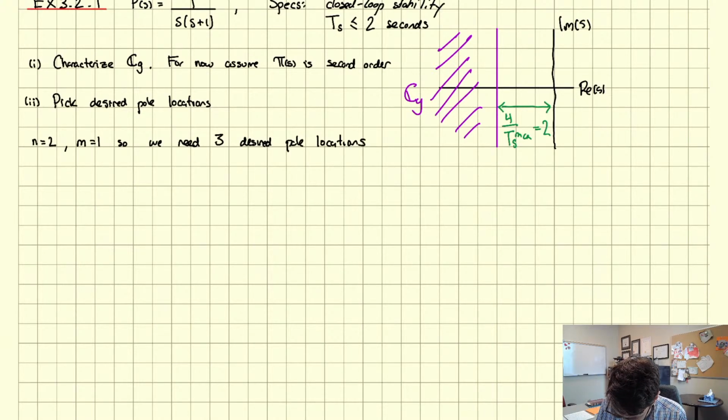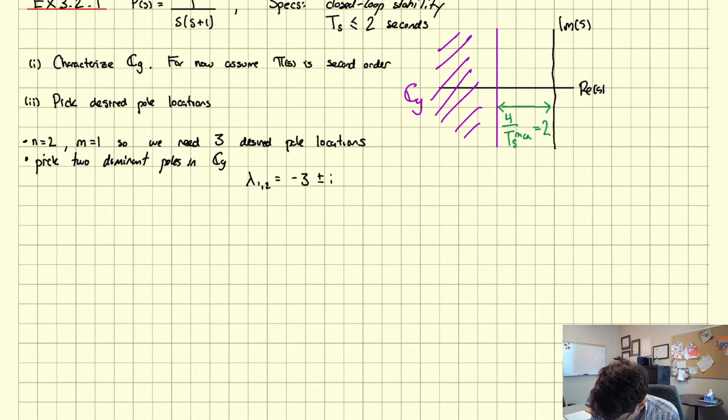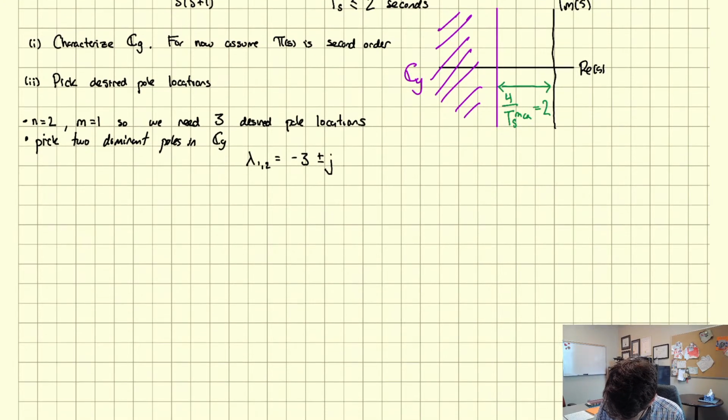Okay, so as I mentioned in that remark, I'm going to pick 2 dominant poles in the good region. In this case, I'll pick lambda 1 and 2 equal to -3 plus or minus j, and then a third, non-dominant pole.